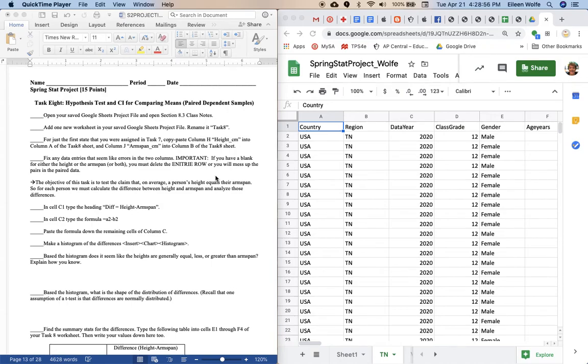Hey guys, I'm showing you a video to explain the steps that are in the project task 8. So I've opened my Google Sheets project file, and I don't need to open the 8.3 notes, but you probably should. I'm going to put one new worksheet in my Google Sheet and name it Task 8.